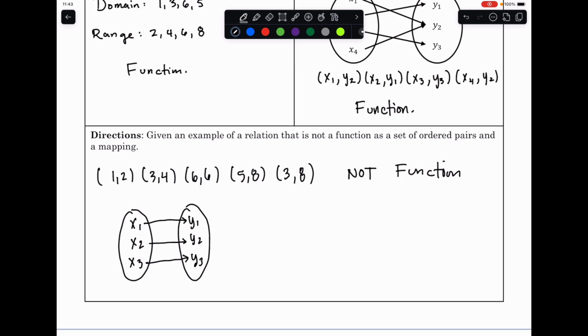But as soon as I get an extra arrow from one of the elements in the domain to another element in the range, this is going to prevent it from being a function anymore, because we see right here that x1 is mapped and paired up with y1, but also with y2. So you can see again that the x values are repeating, so this again would not be a function as a result.